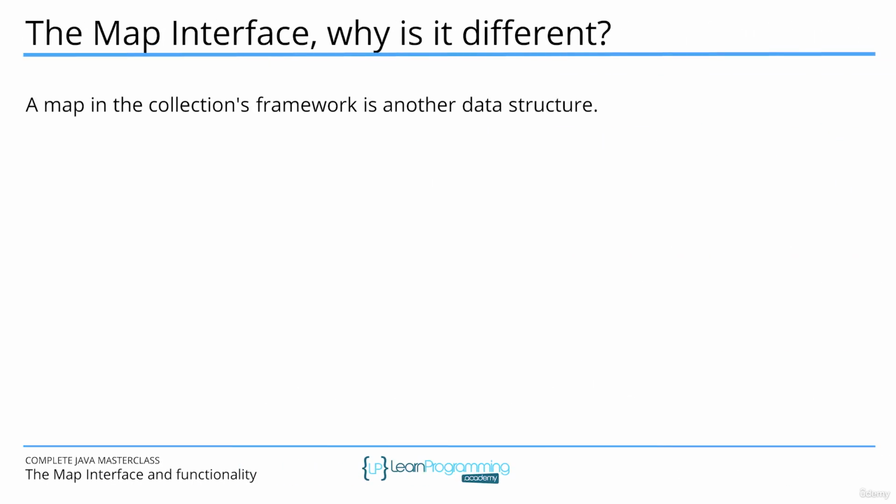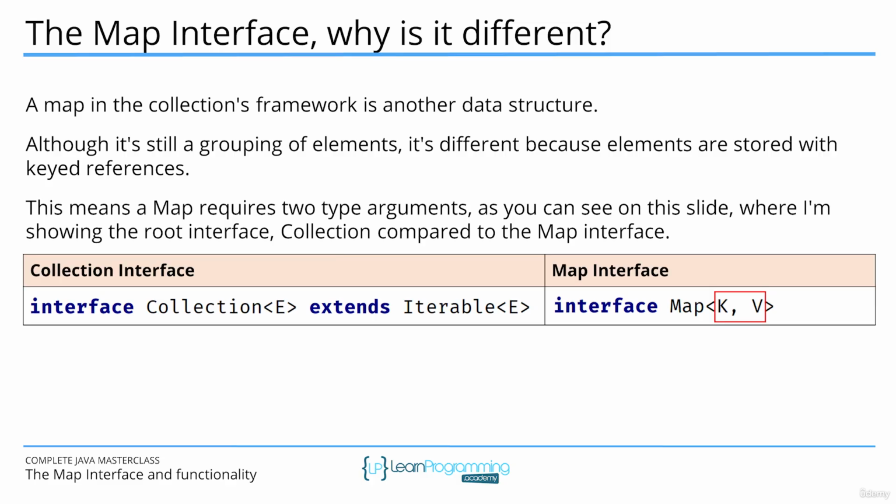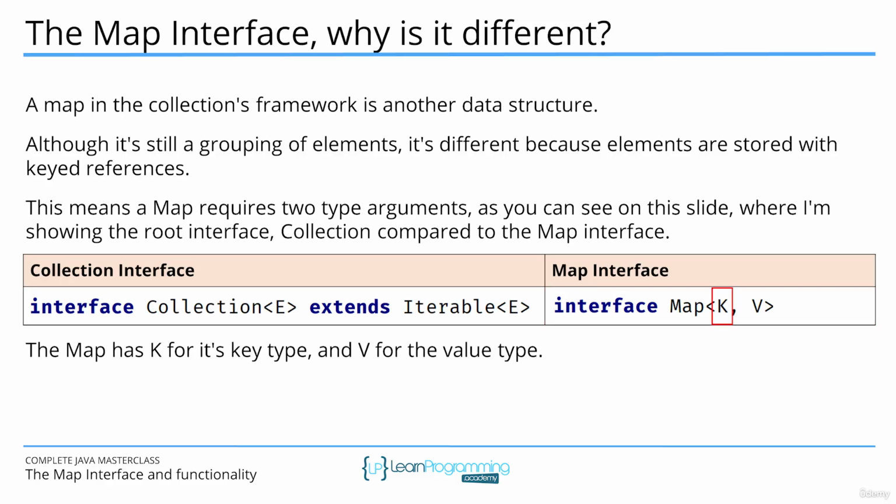A map in the collections framework is another data structure. Although it's still a grouping of elements, it's different because elements are stored with keyed references. This means a map requires two type arguments, as you can see on this slide, where I'm showing the root interface collection compared to the map interface. The map has K for its key type and V for the value type.